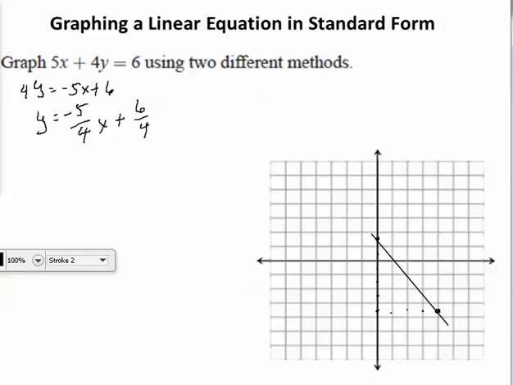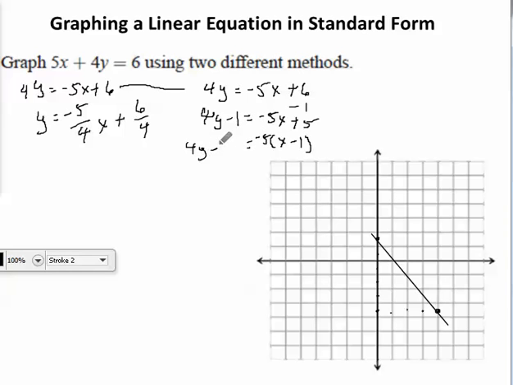Let's put it into point slope form. I'm going to start with this one right here: 4y is equal to minus 5x plus 6. What could I do? I know what I can do. I can subtract 1 from this side, like this, and I would get 4y minus 1 is equal to minus 5x plus 5. What I get when I do that is I can pull the minus 5 out, and I get minus 5 times x minus 1 is equal to 4y minus 1.